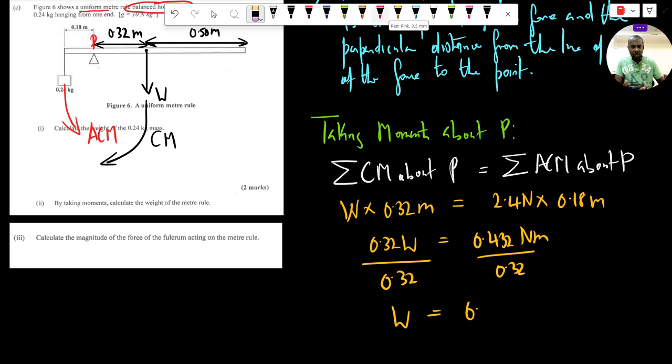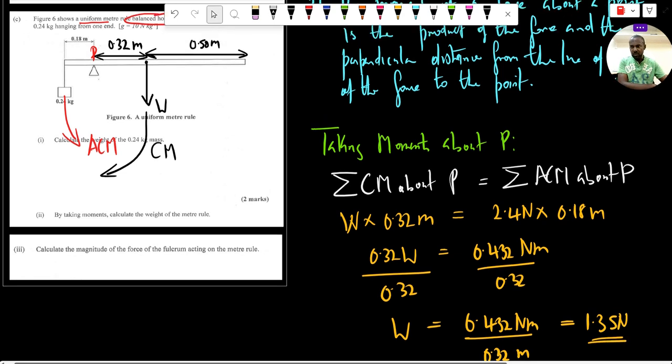Working this, I just remember that a previous part of the question asked us to write down the unit of the moment, but we can go back and do that. So W is equal to 0.432 newton meters divided by 0.32 meters, and therefore W is approximately 1.35 newtons. So therefore W is equal to 1.35 newtons.